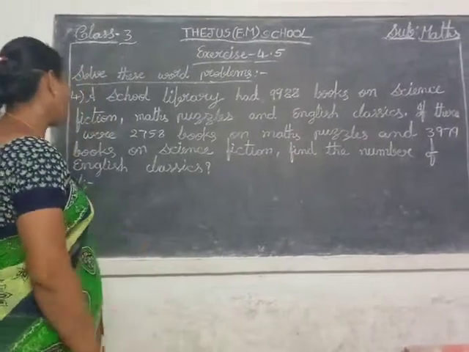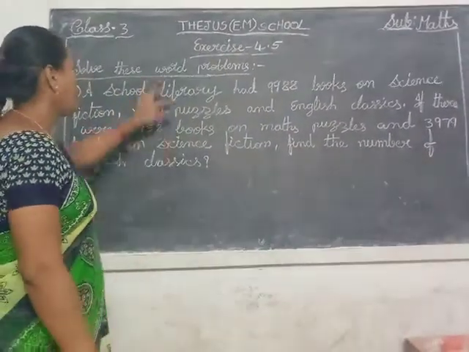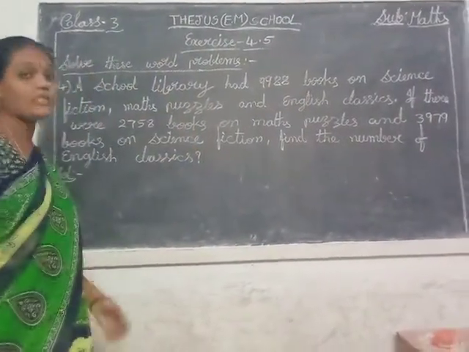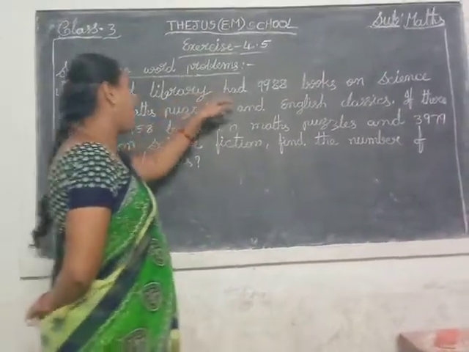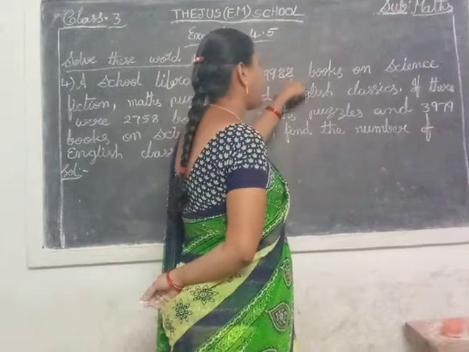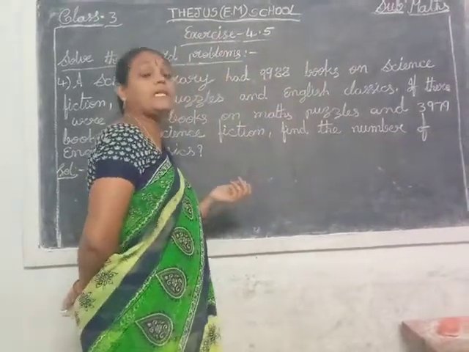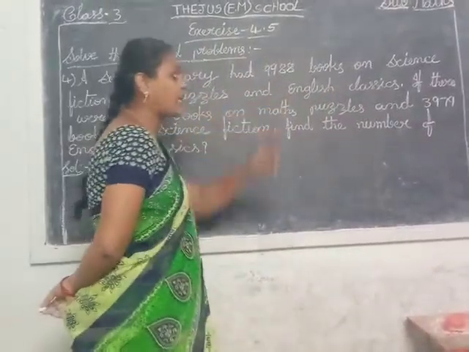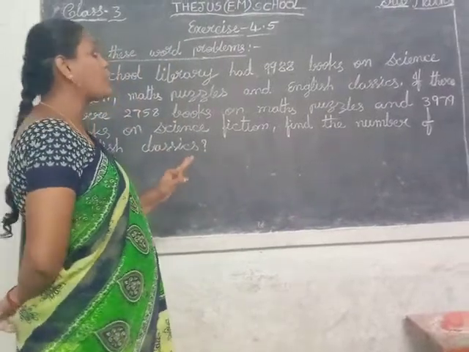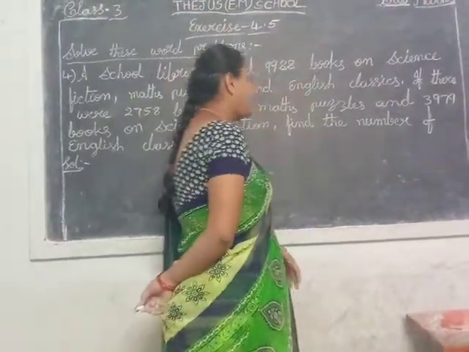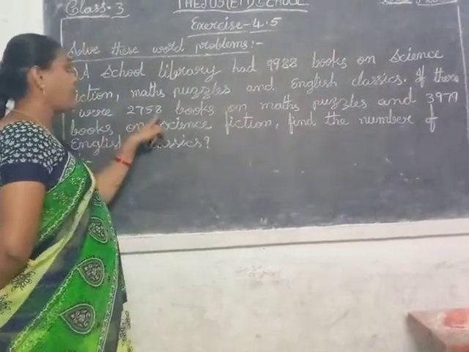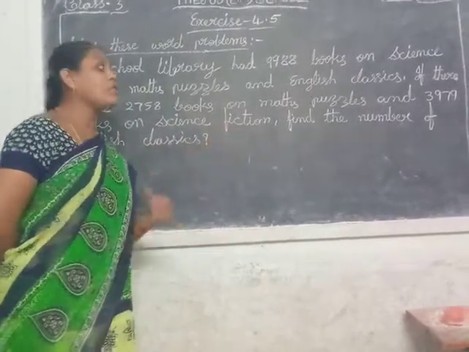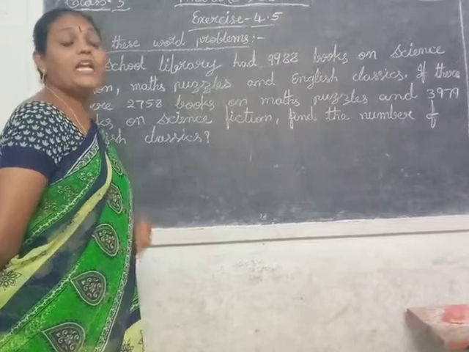See our next word problem, children. A school library. So, does any school have a library, children? Yes, some of the schools have a library, some of the schools don't have a library. So, a school library had 9,988 books. So, total how many books? 9,988, on science fiction, maths puzzles and English classics. These three subjects based on total books are 9,988. If there are 2,758 books on maths puzzles and 3,979 books on science fiction, then how many English classics remain? Now we find out that.